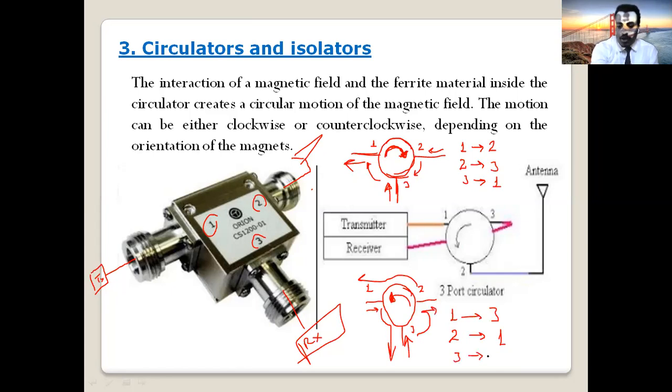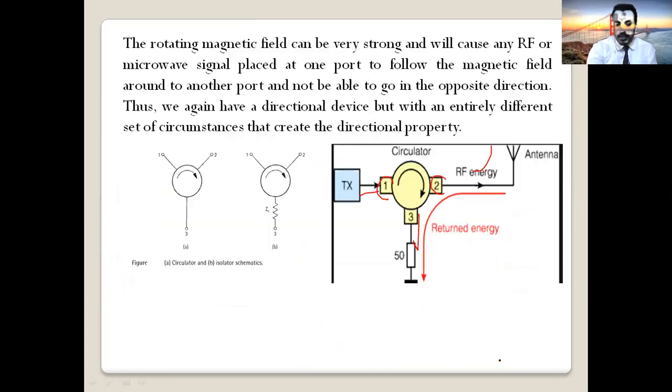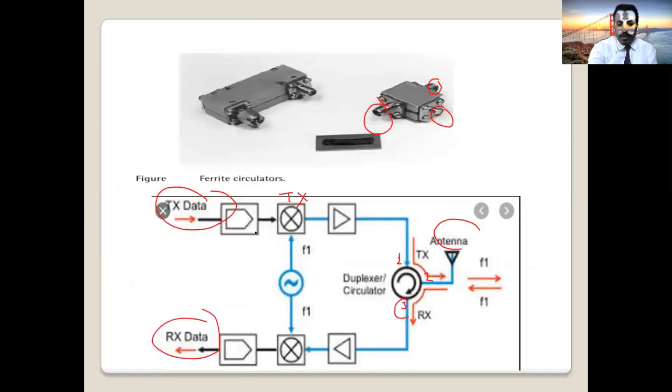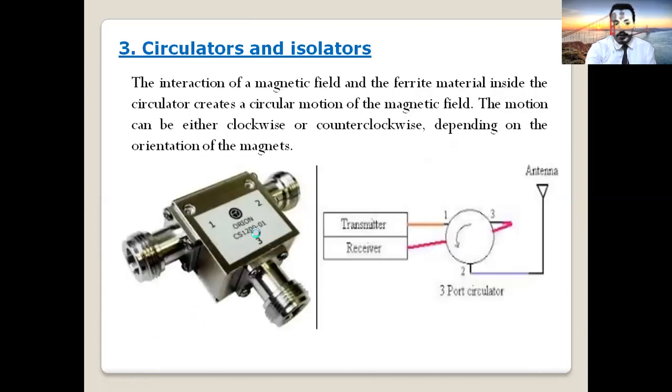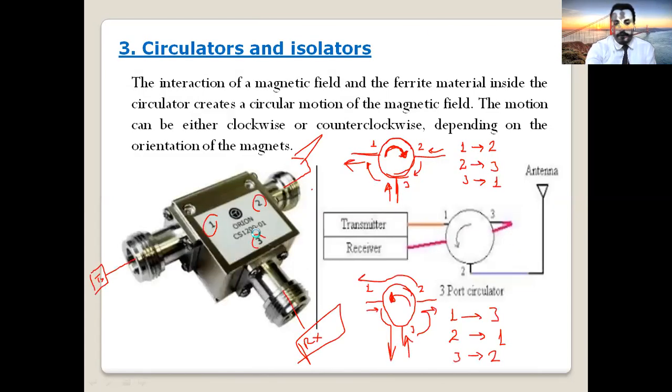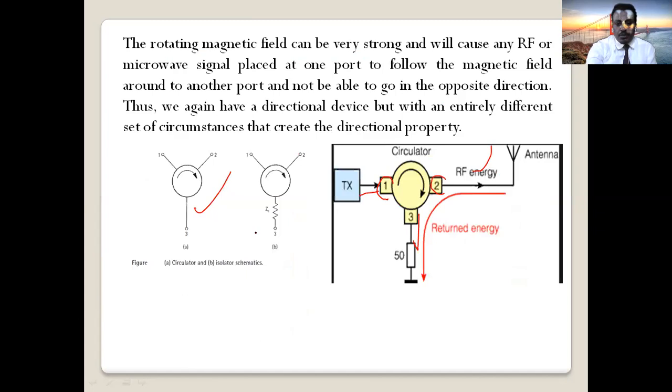So how many types of circulators? There are 2 types of circulators. This is clockwise circulator, and there is also anti-clockwise circulator. Let me show you.